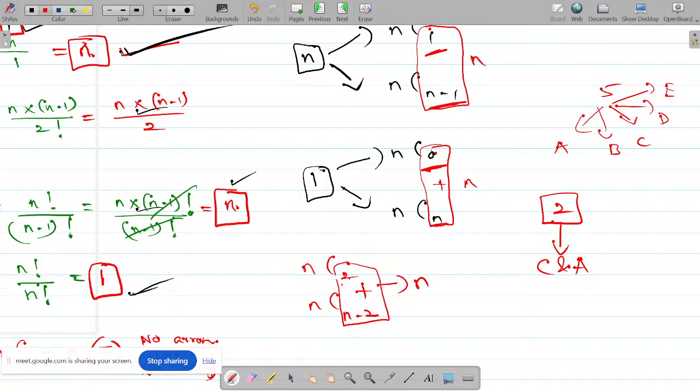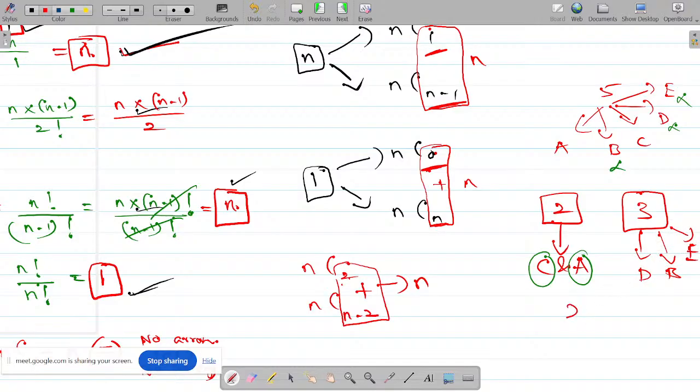Now have a keen look. When I talk about these 2 people forming a group, ultimately I'm not picking B, I'm not picking D, and I'm not picking E, which by default form a group, right? Which means when I talk about these 2 persons, I automatically form a group where D, B, and E are formed as a separate group. So this is 2, this is 3. Ultimately, how many people together? 5. So this is the logic behind.